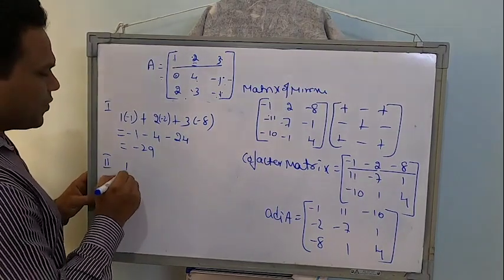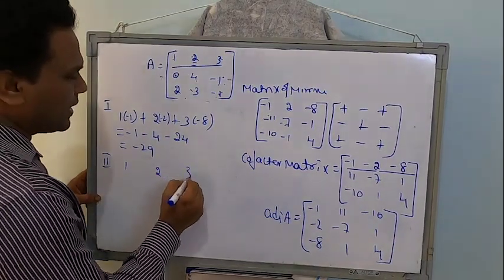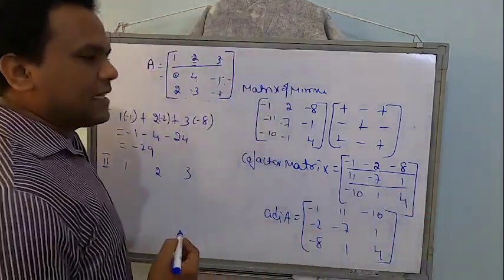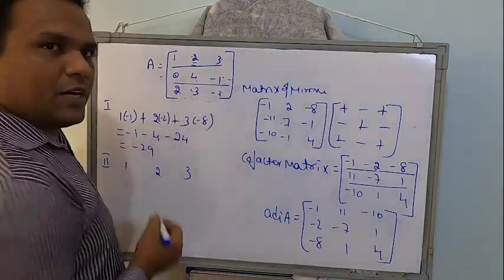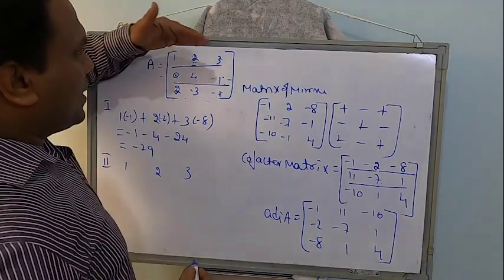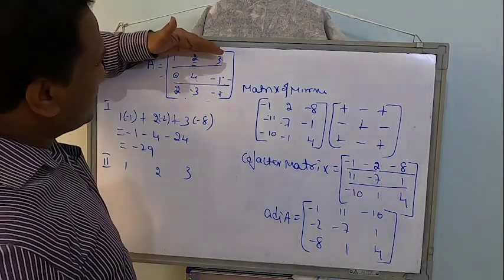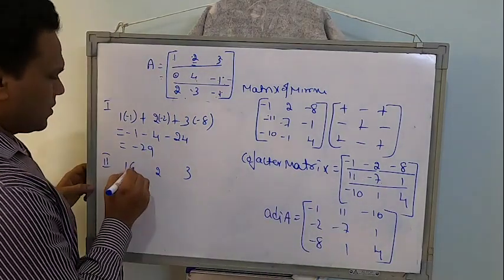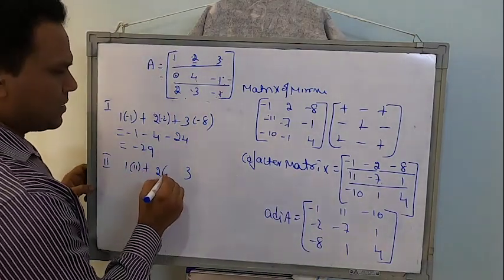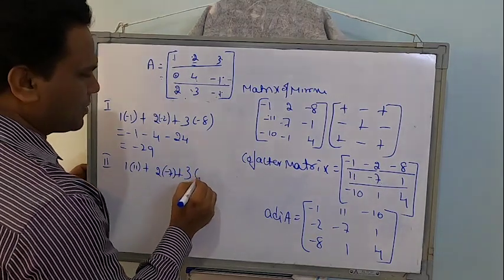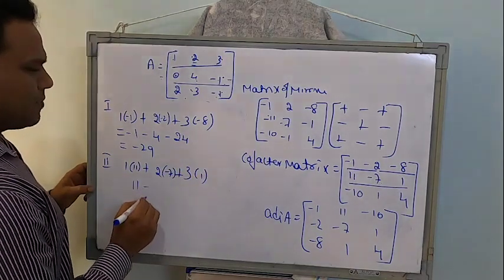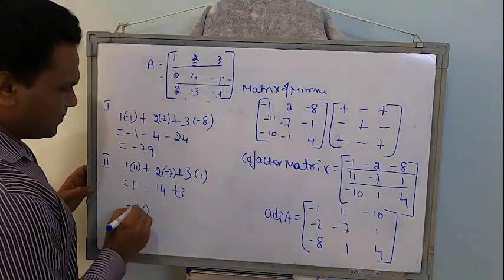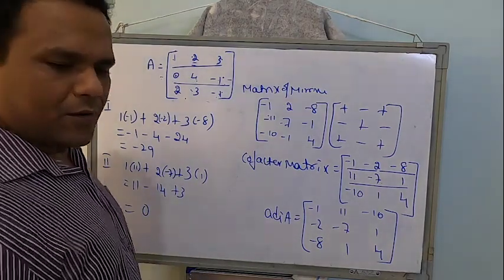I will take the same first row elements 1, 2, 3, elements of first row. Multiply them with cofactors of the second row, right? So what I do here, I will multiply first row elements with the cofactors of the second row. Cofactors of the second row: 11 plus minus 7 plus 1. So 11 minus 14 plus 3. What's the answer will be? Clear? Okay.